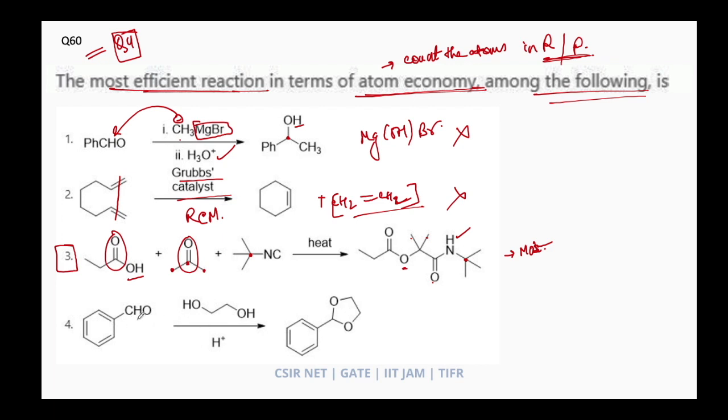And what about this? Look, CHO, OH, OH. What will happen? A loss of water molecule is going to happen. So then only you are going to get this product. So once again, not the most efficient. 3 is our correct answer. There should be very little difference in the number of atoms in the reactant and product. Then we say it is the most efficient reaction.